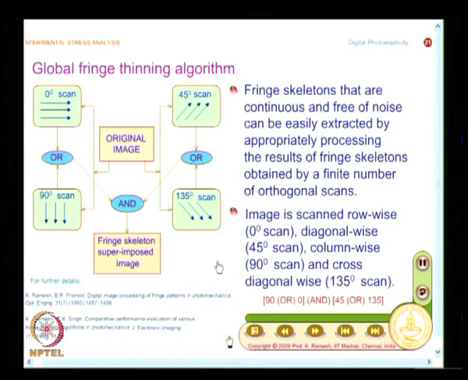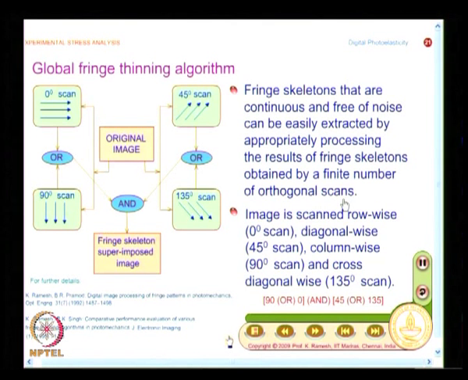Even while using the intensity information, people have developed mask based methods. We have not looked at them in the last class. We have only looked at a global fringe thinning algorithm. This is a different approach, and the focus is on fringe skeletons that are continuous and free of noise. That is very important; they could be easily extracted by appropriately processing the results of fringe skeletons obtained by a finite number of scans.